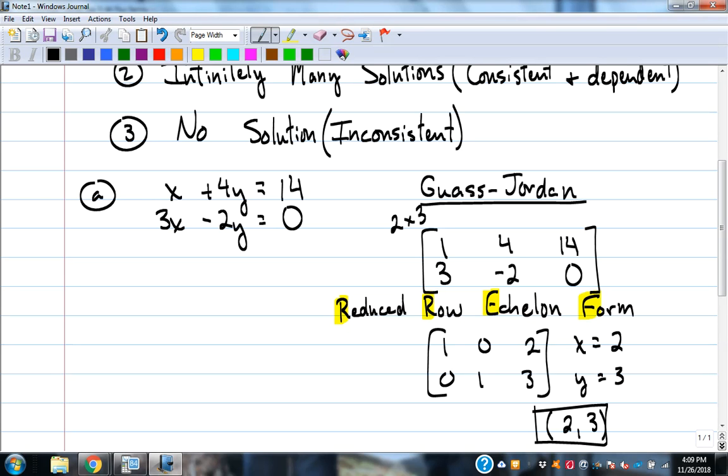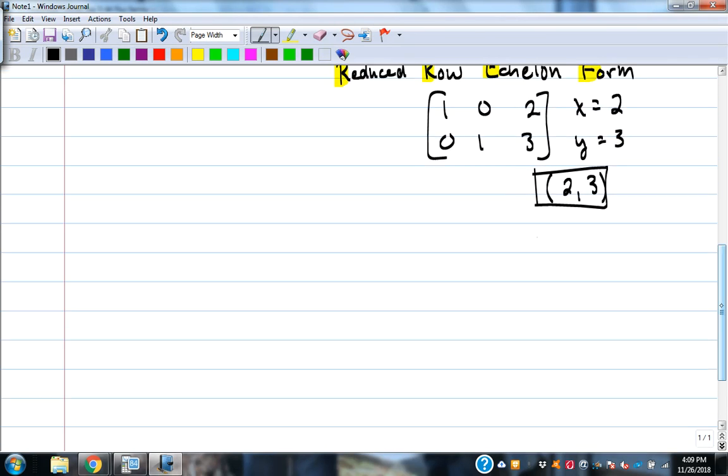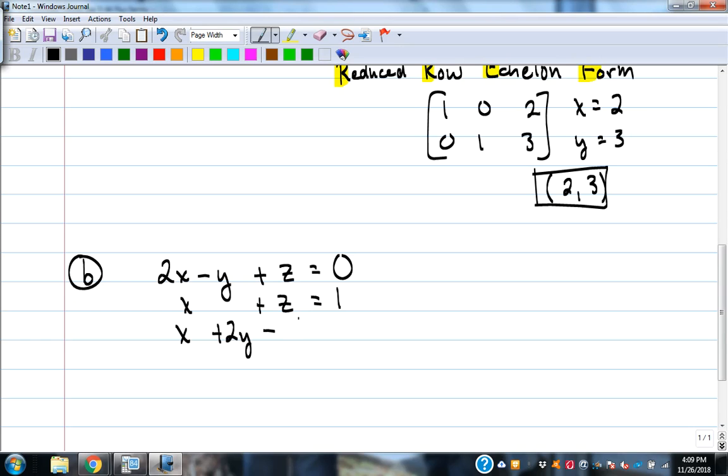Okay. All right. So that's the way I want you to solve a system of equations. We're going to do a couple more to get some more practice with that. So 2x minus y plus z is equal to 0. And then x plus z equals 1. And x plus 2y is equal to 8.